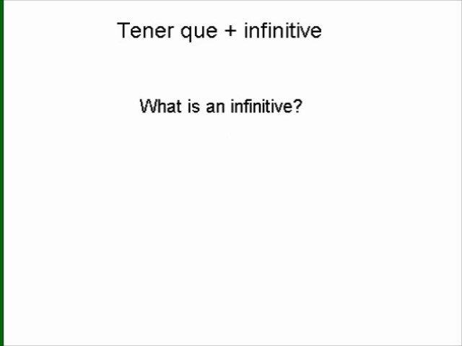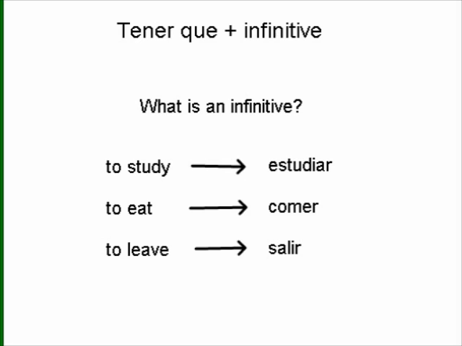Now you might be asking yourself, what is an infinitive? An infinitive is a verb that has not been conjugated, or in other words, it's a verb that's in its original form. In English, infinitives always have the word to in front of them: to study, to eat, to leave. Talking about obligations and using an infinitive would sound like I have to study, we have to eat, they have to leave. In Spanish, infinitives end with AR, ER, or IR, so for these same verbs we would have estudiar, comer, and salir.